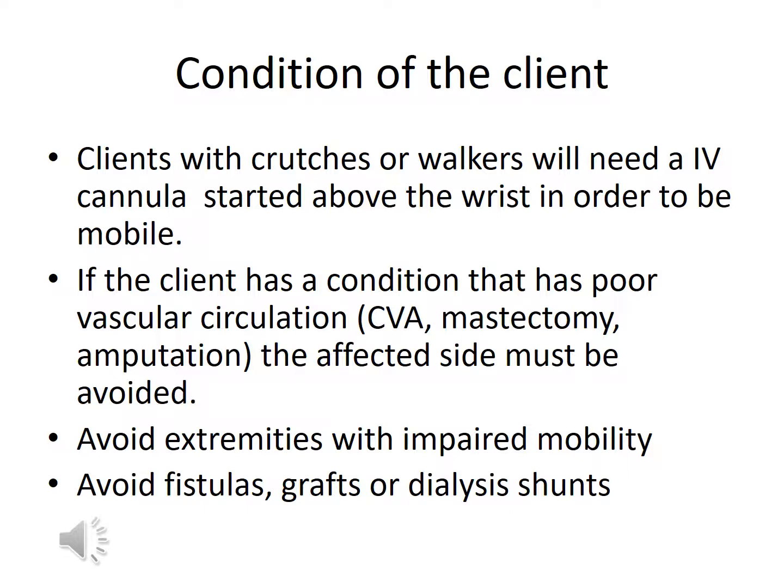You also need to avoid extremities with impaired mobility. For example, let's say they have a broken arm or a fractured collarbone and they're in a sling. You want to try to avoid those. You want to avoid fistulas or grafts or any kind of dialysis shunts. Those should not be used for IV therapy.